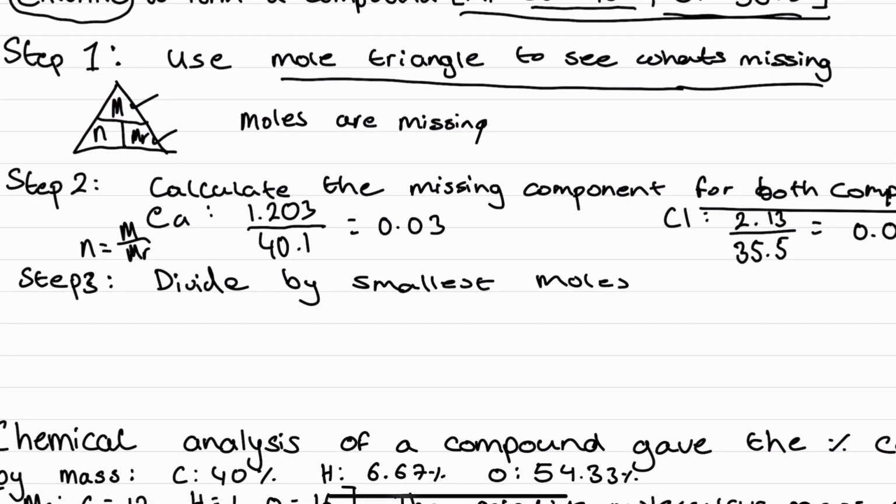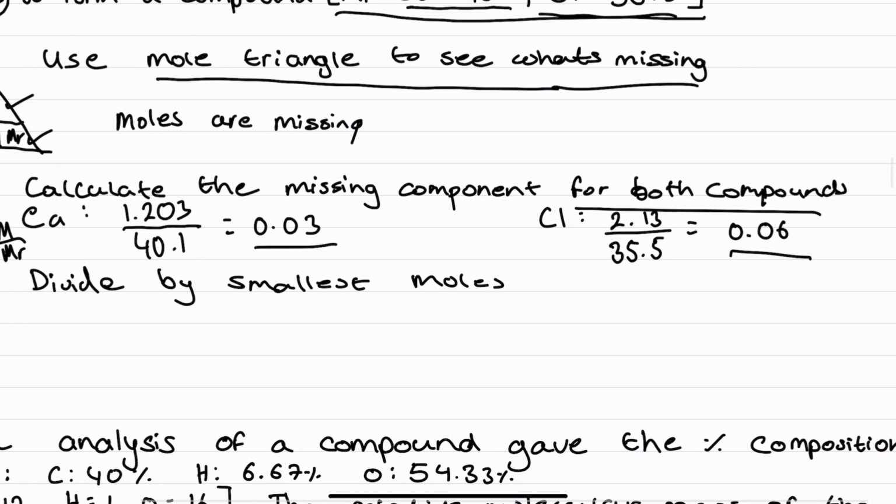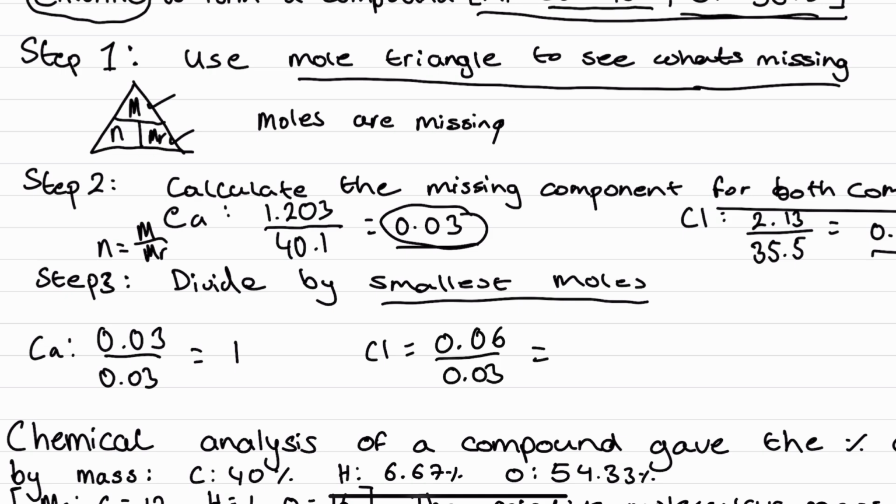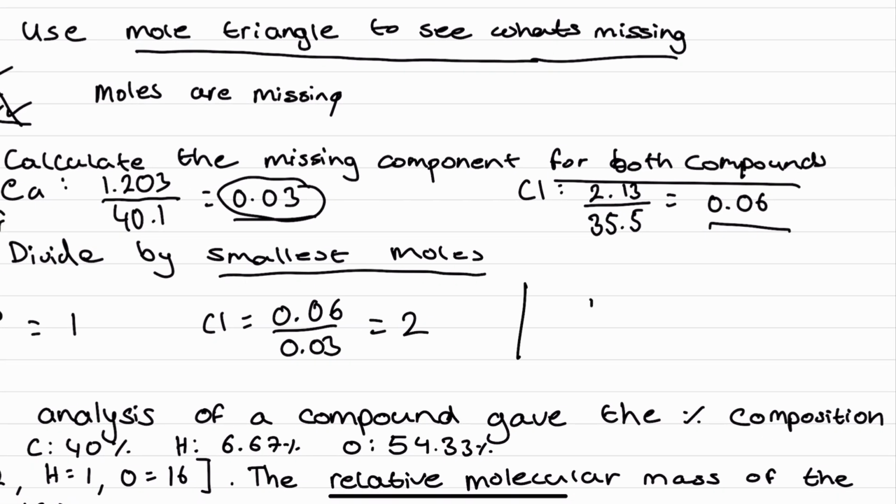So to get the empirical formula, what we have to do is divide both of these numbers by the smallest mole. So the smallest number out of the two. The smallest number is, of course, 0.03. So we do 0.03 for calcium over 0.03, which gives us 1. And then for chlorine, we'll do 0.06 divided by 0.03, which gives us 2. So the answer is we have 1 calcium, 2 chlorines, CaCl2.